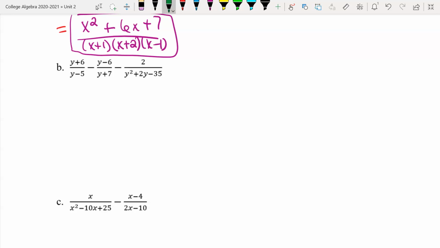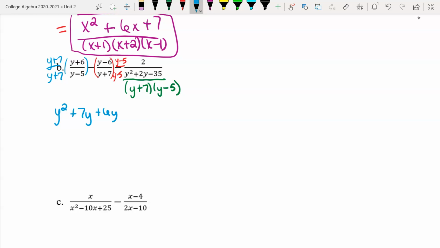So what you want to do is go ahead and factor the last fraction. It factors into y plus 7, y minus 5. So all I need to do is multiply the second fraction by y minus 5, and the first fraction by y plus 7. I do not do anything to the last fraction because it's already got those in it. So I'm going to get y squared plus 7y plus 6y plus 42 minus y squared minus 5y minus 6y plus 30 minus 2.